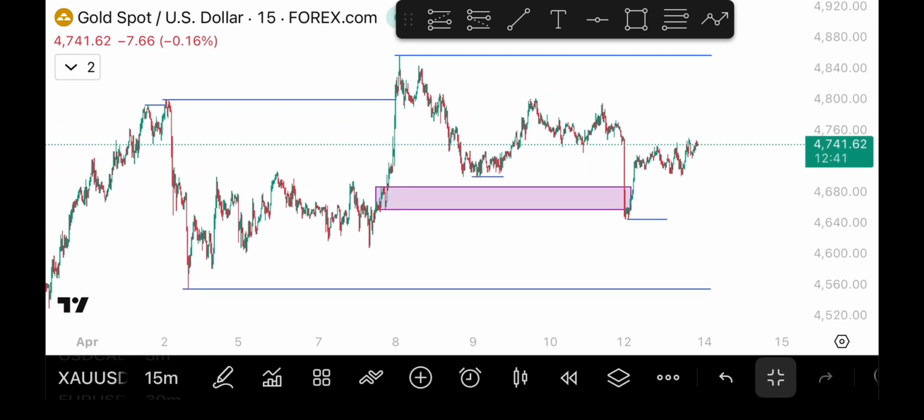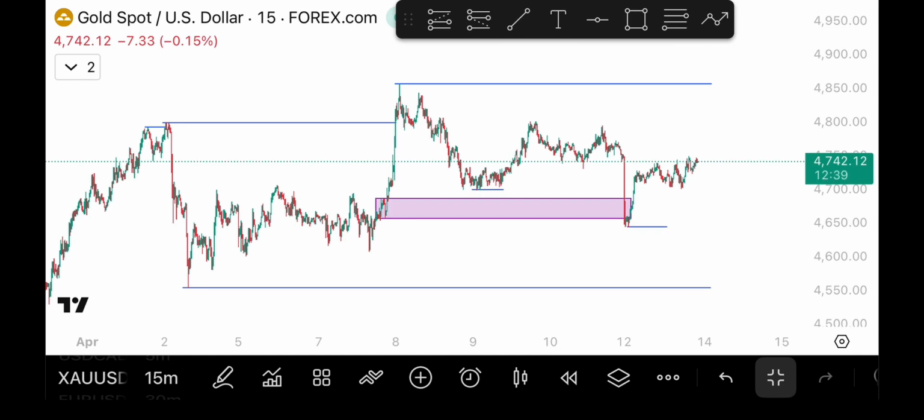So this is our plan for tomorrow. Gold is solidly bullish. See you all soon.